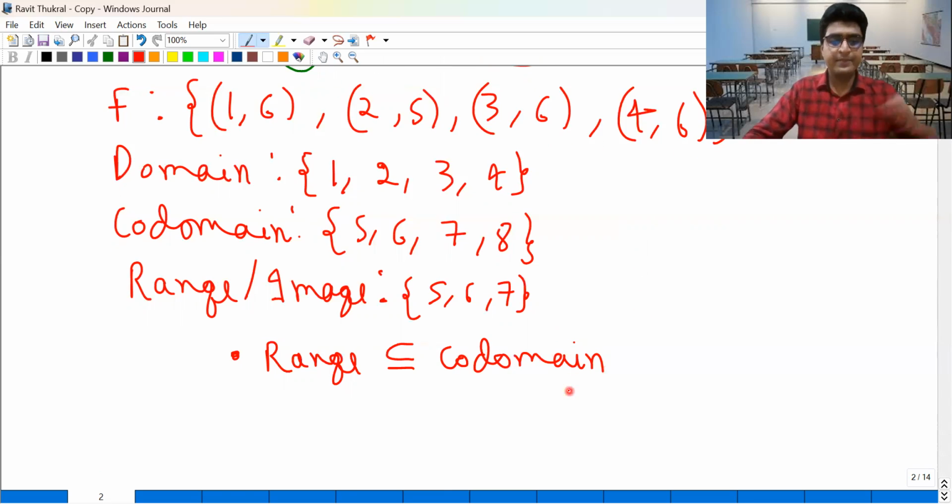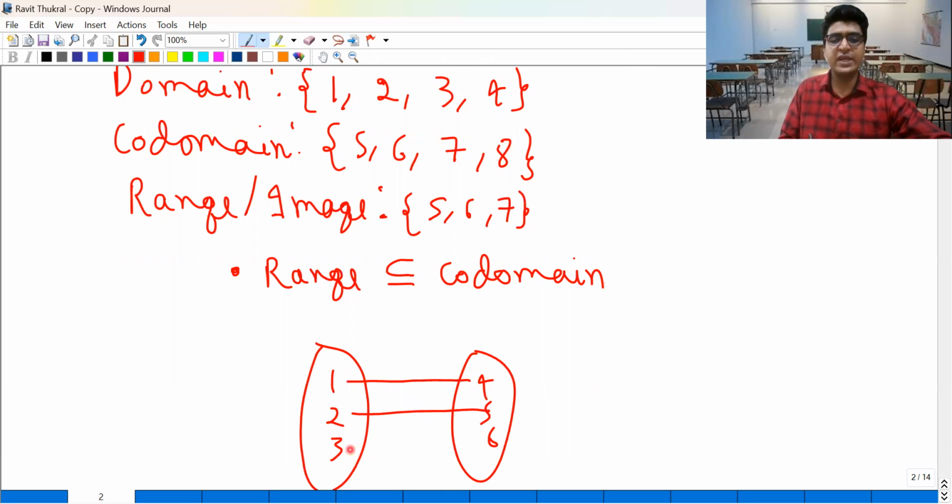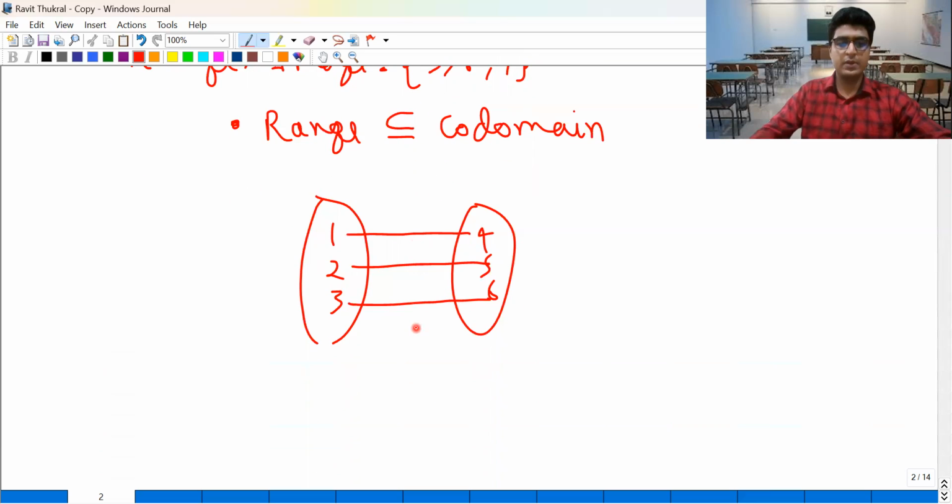Because let's say here we have 1, 2, 3, here we have 4, 5, 6. So 1 is associated or mapped to 4, 2 is mapped to 5, 3 is mapped to 6. So this time codomain is 4, 5, 6, and range is also 4, 5, 6. So here range is exactly equal to codomain. Okay, so range is a subset of codomain. The number of elements in range can be less than or equal to that of the codomain. Okay, so let's take another example.